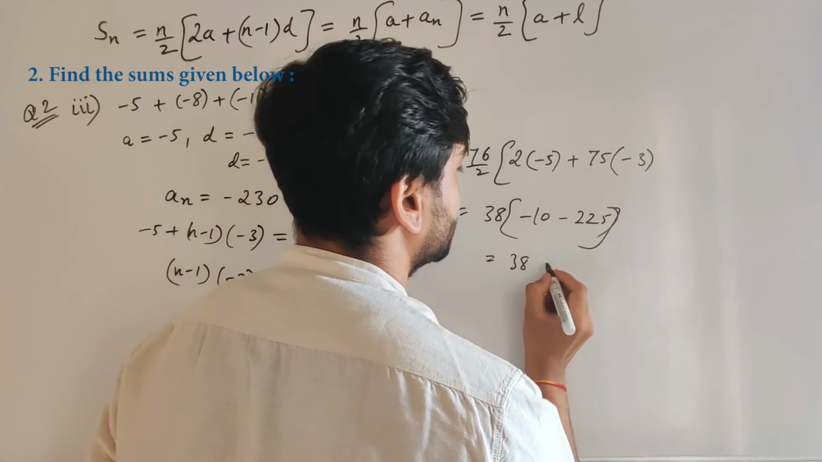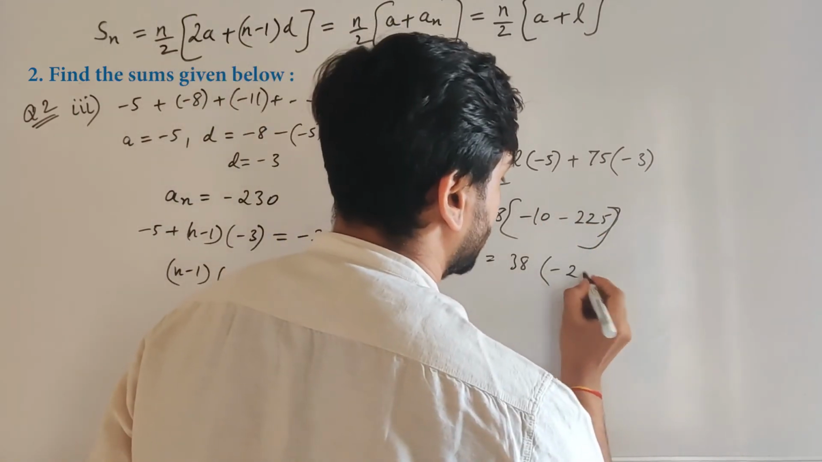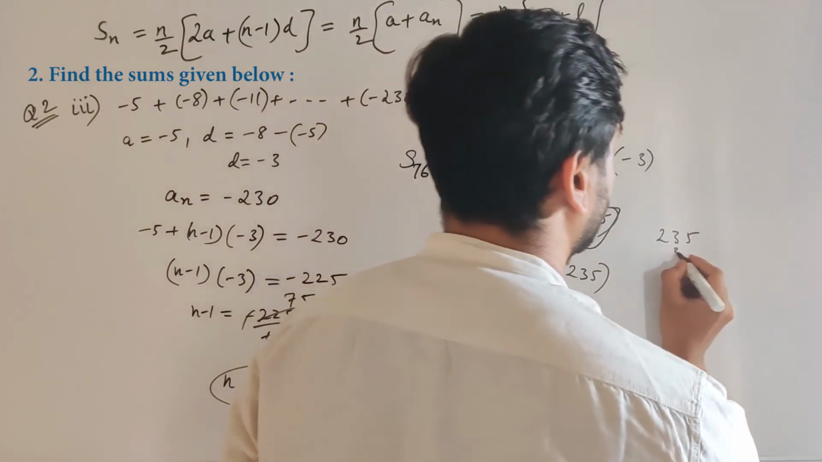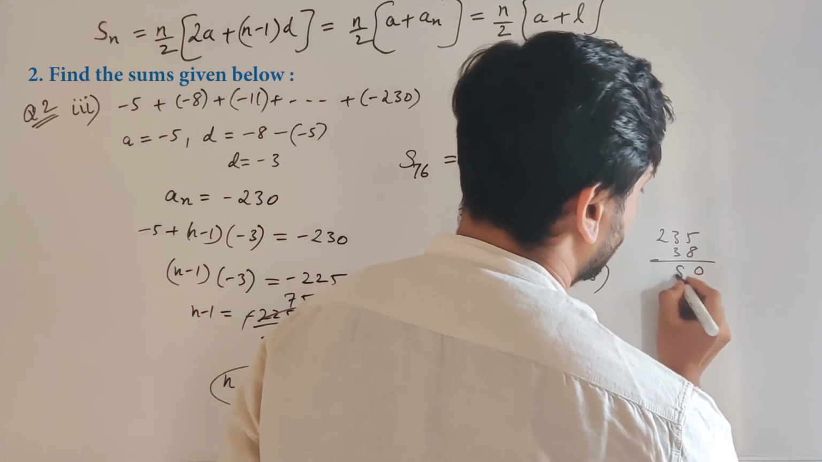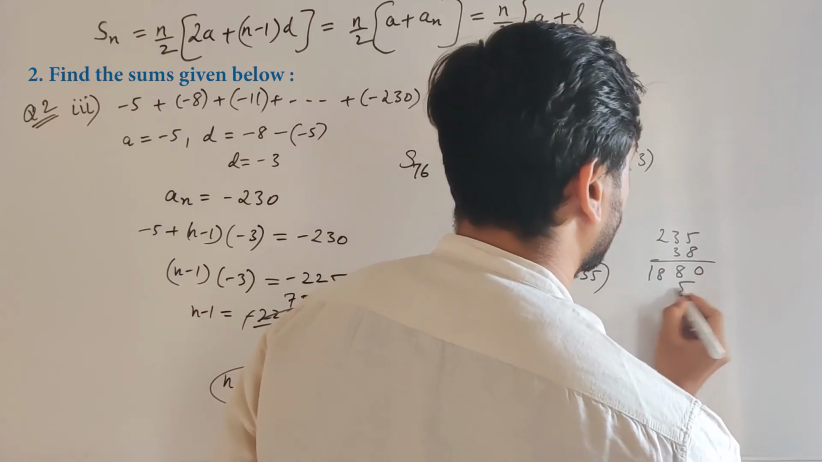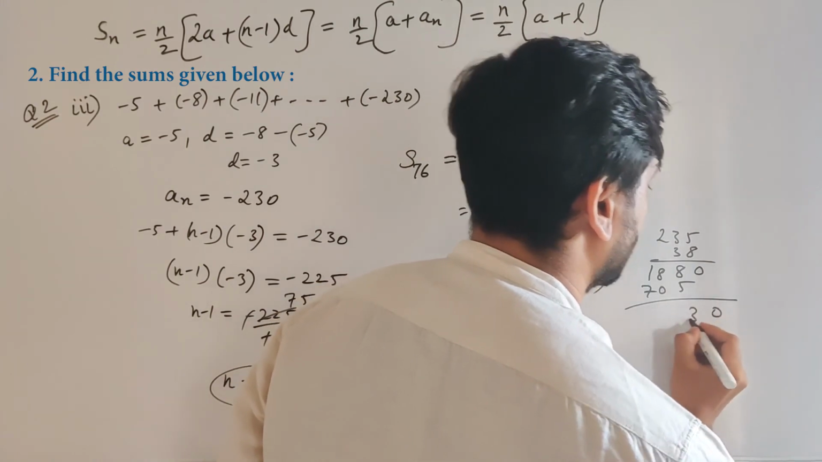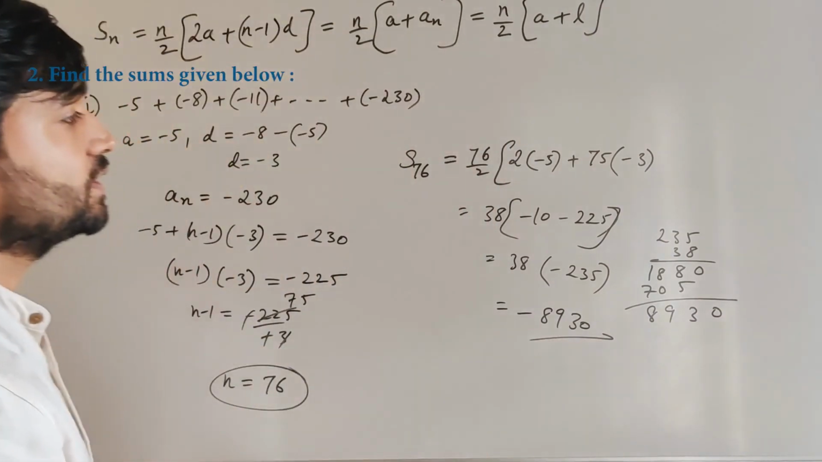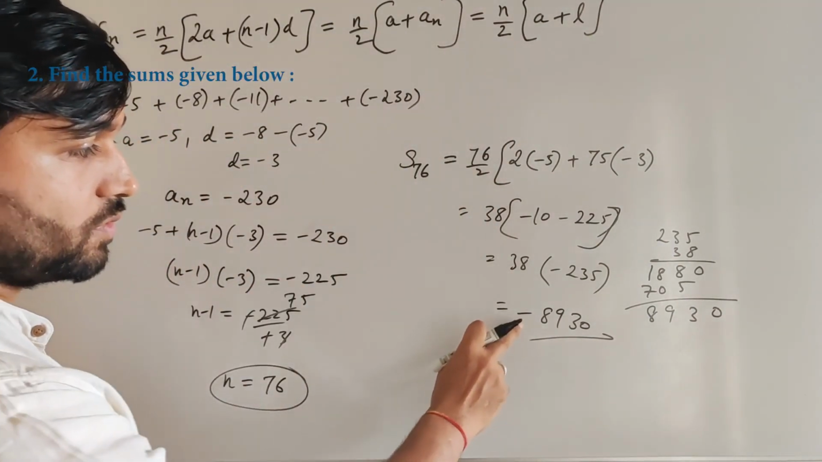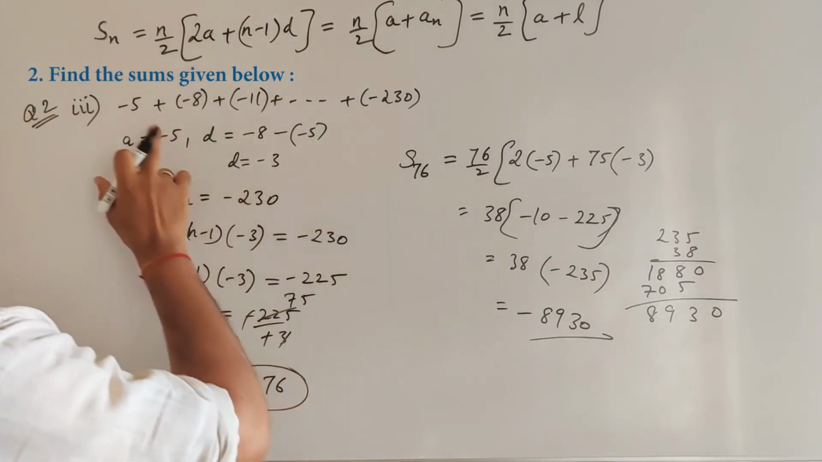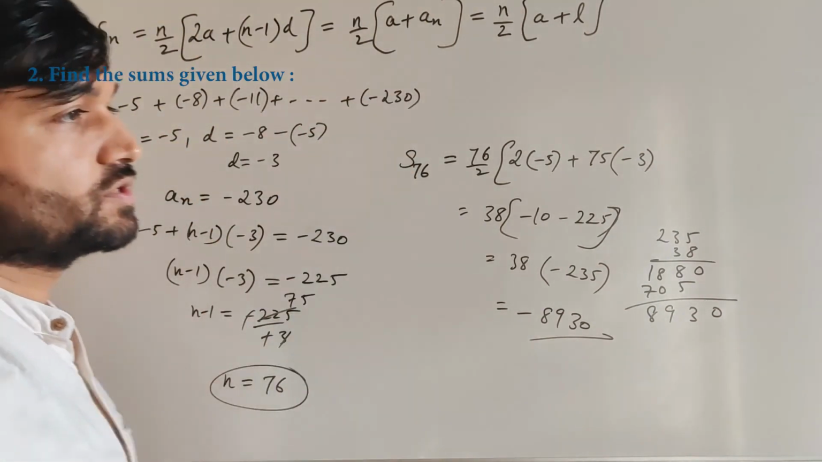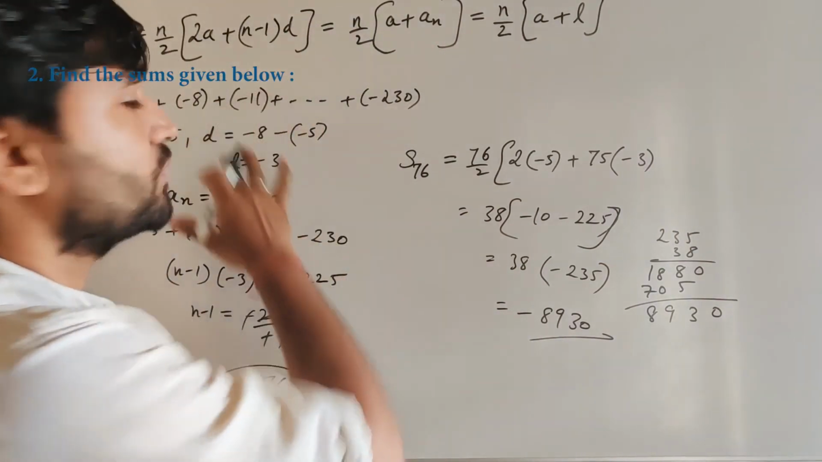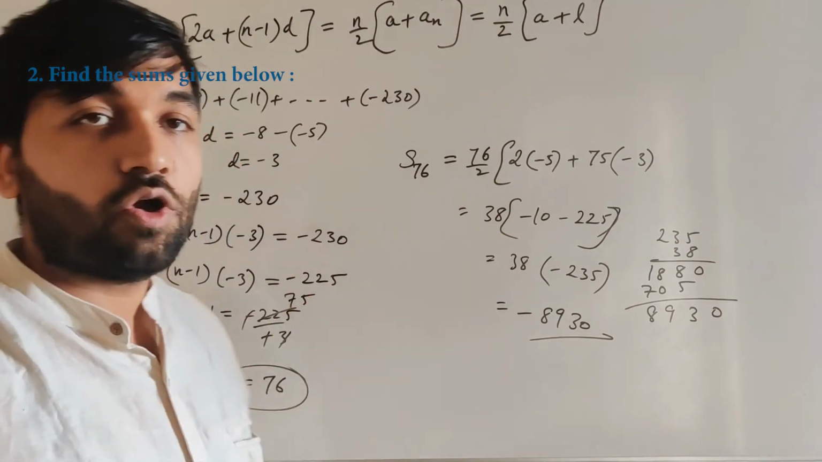We simplify, so 38 multiplied by minus 235. So 38 into minus 235 we will quickly multiply. 235 and 38. So minus 8930 is the sum of these 76 terms. Observe, it's a negative number. Of course, it will be a negative number because we are adding negative numbers. So the sign is going to be negative, when you individually add them. Alright, so that is how we solve this question.